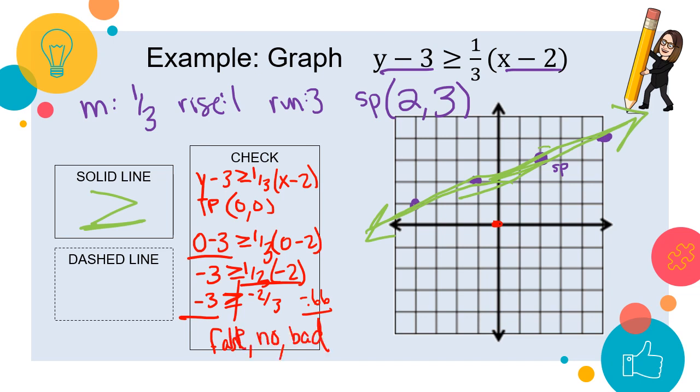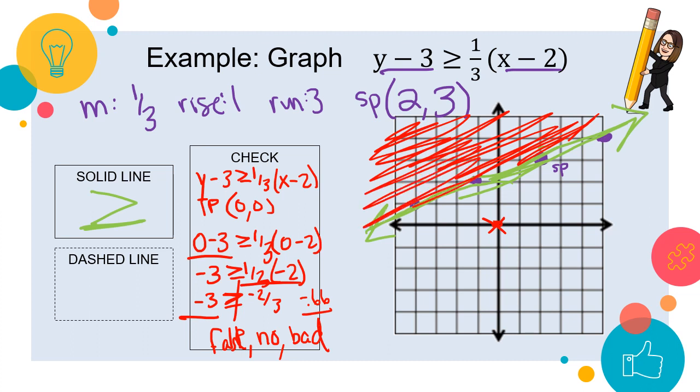Meaning 0, 0 is no good. I don't want 0, 0. So I have to shade above the line, okay? To summarize what that means, every dot I could possibly draw in the world in the shaded area would be true in my equation.